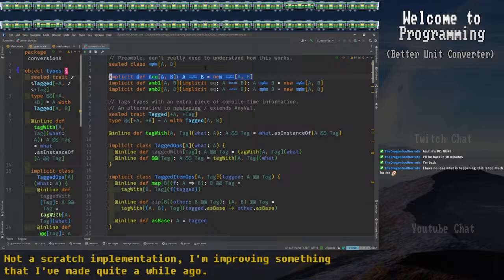I have no idea what's happening. This is too much for me. Should I start again from the very beginning?